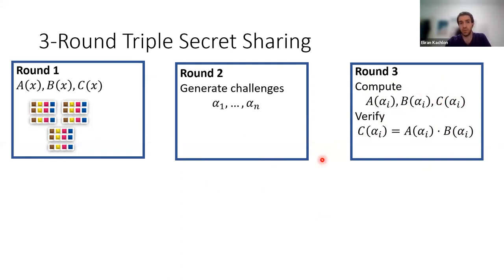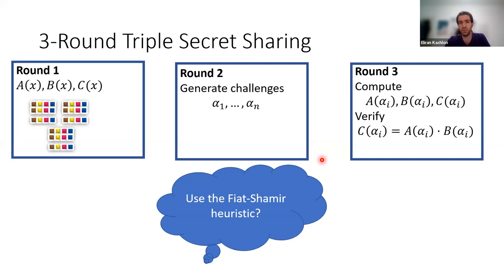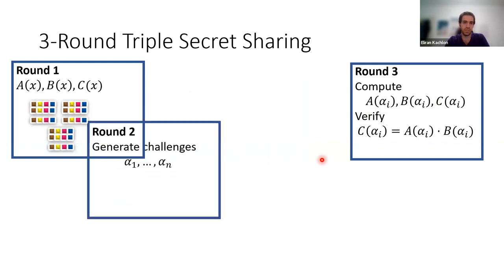Okay, so this is our three-round protocol. But like I said, we wanted a two-round protocol. So some of you might ask, why not use the Fiat-Shamir heuristic? And the reason is that I want to obtain a protocol for minimal cryptographic assumptions. So we don't want to use the Fiat-Shamir heuristic. But I will show that if we have an honest majority, then we actually have a substitute for the Fiat-Shamir heuristic.